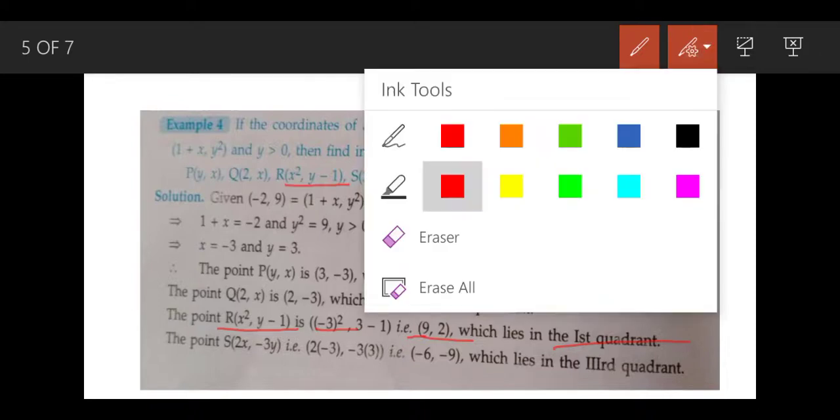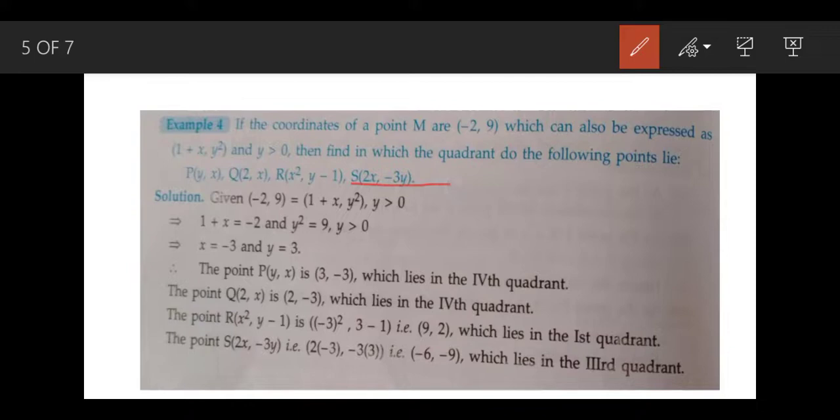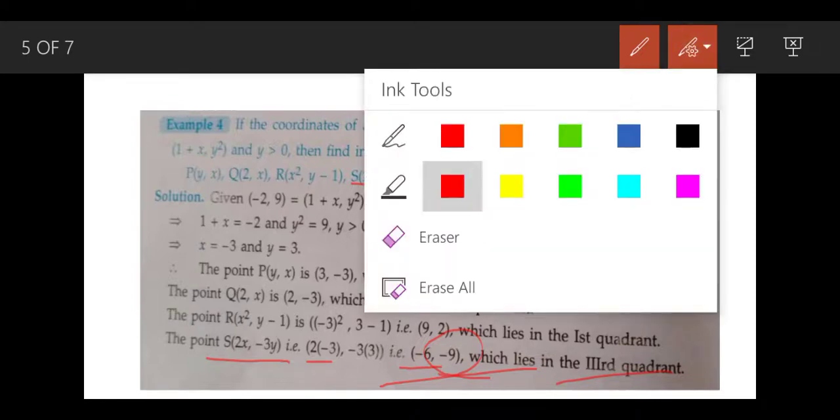Then the point is (2x, minus 3y). 2x means 2 into minus 3, which is minus 6. Minus 3y means minus 3 into y, which is 3, so minus 3 into 3 is minus 9. So the coordinates are minus 6 comma minus 9, both negative, which means third quadrant. So in this way we can find the coordinates and also the quadrant, with the help of sign convention.